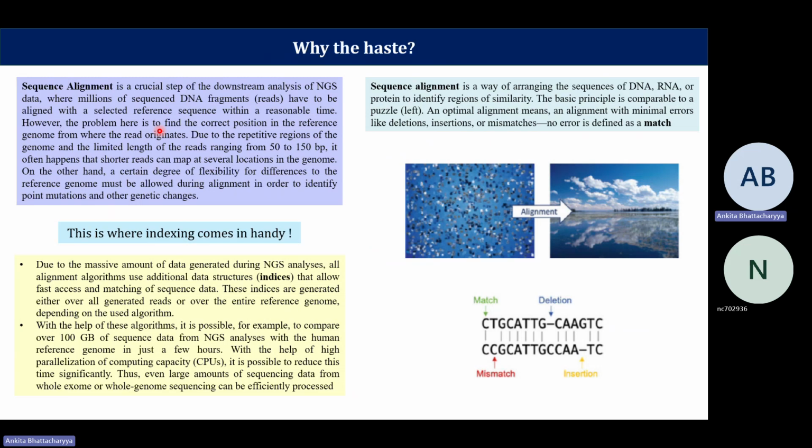All alignment algorithms use data structures called indices that allow you to sort the data. Think of it like breaking down a large puzzle, a large object, into smaller cubes, and then individually looking at those cubes using multiple threads at a time, so that your alignment time is cut down by a lot and you get much faster processing of an immense amount of data. With the help of these algorithms, it's possible to compare over 100 gigabytes of sequence data from NGS analysis with the human reference genome in only a couple of hours.